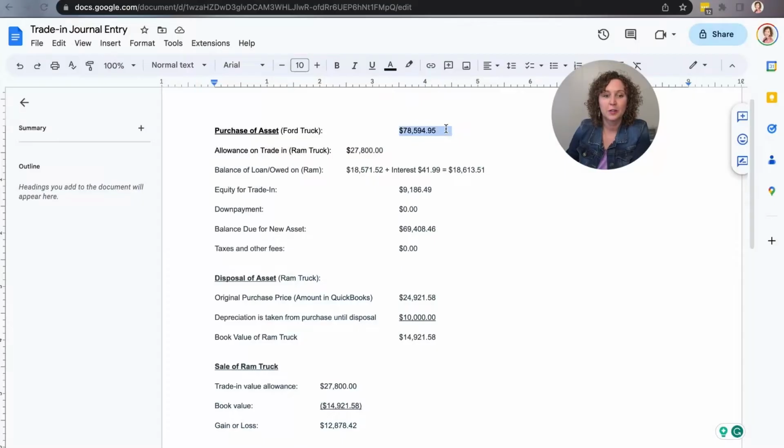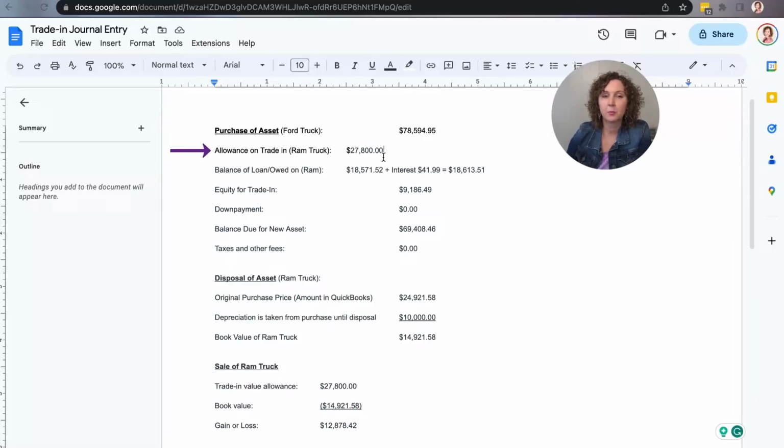Okay. So first, get together what was the total cost of the new purchase. This is a Ford that was purchased in this example. This example actually came from one of our Confidence QuickBooks alumni, and I thought I would share it here with you as well. So that's where these data points come from. First, you're going to want to make sure you know the value of the asset that you're purchasing, the total cost. Next, you're going to want to know the allowance.